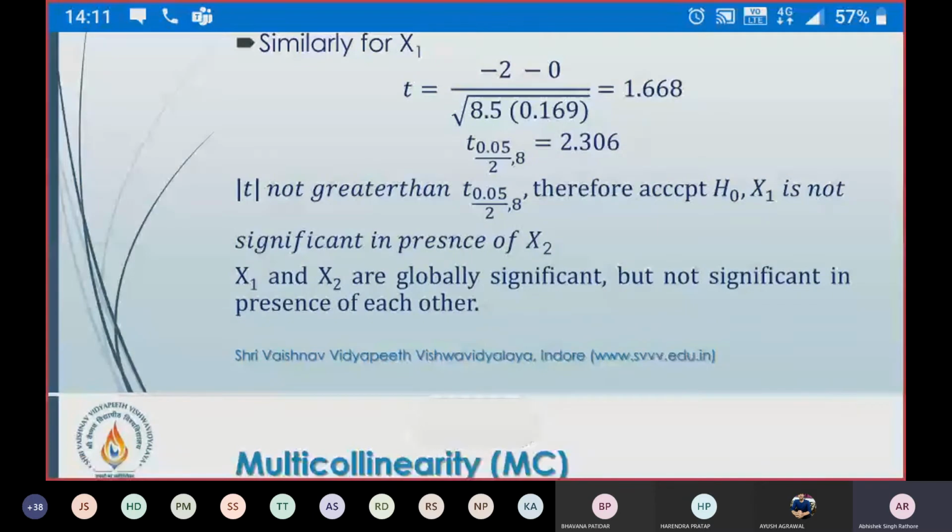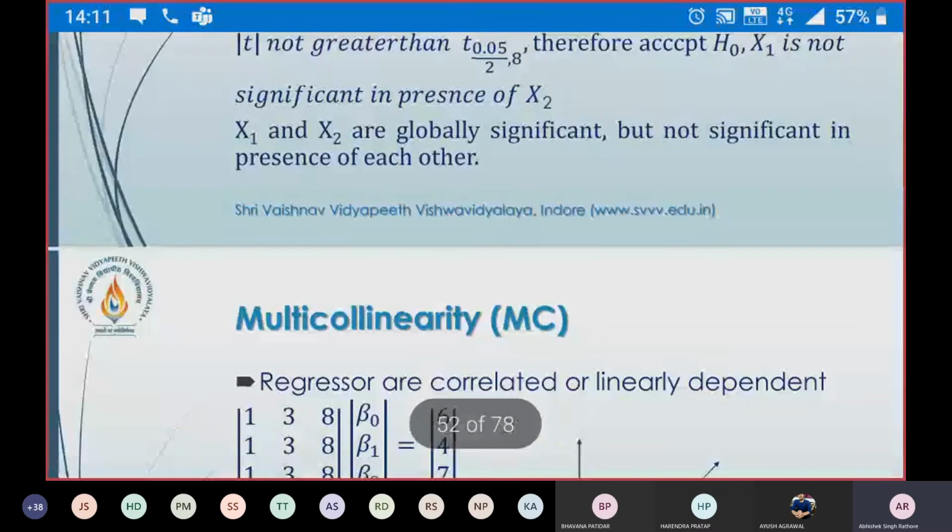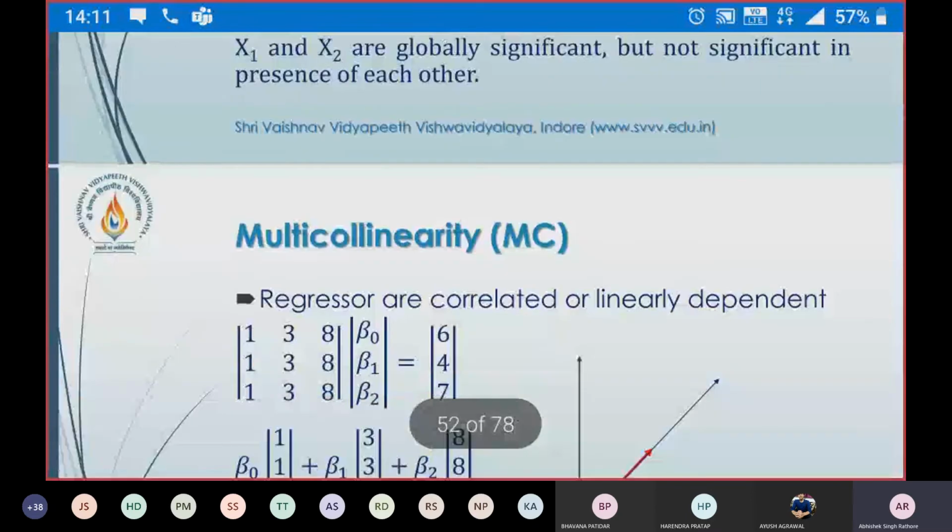So this is a problem, and this problem is known as multicollinearity. So what is multicollinearity? Multicollinearity says that your regressors are correlated, or your regressors are not independent, they are linearly dependent on each other.